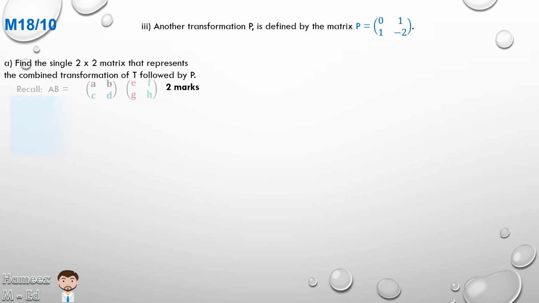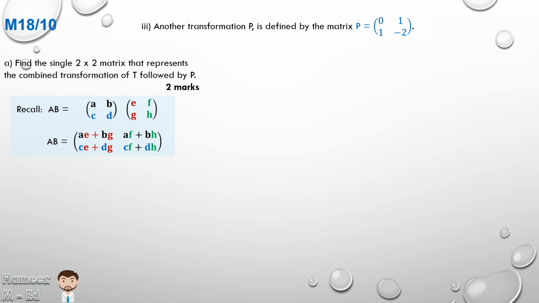So let's recall, if we're saying that two transformations are one following the other, it means multiplication of two 2 by 2 matrices. Let's look at AB as an example: ABCD for matrix A and EFGH for matrix B. If we're multiplying two 2 by 2 matrices, we multiply the rows by the columns. So the black row by the red column, AE plus BG, and then the black row by the green column, AF plus BH, and then the blue row by the red column, CE plus DG, and finally the blue row by the green column, CF plus DH.